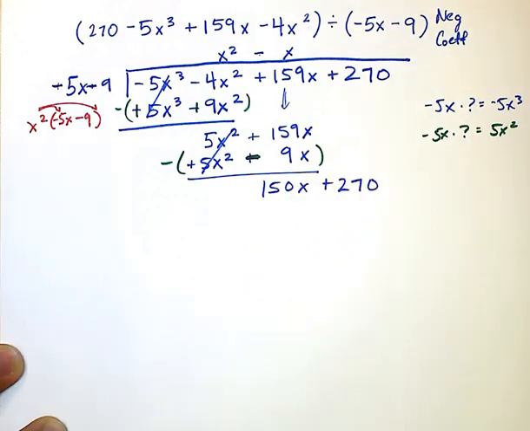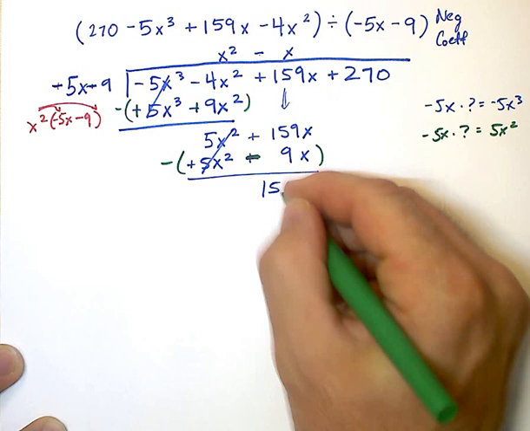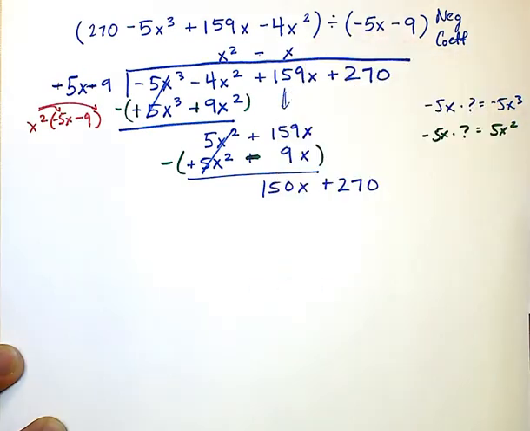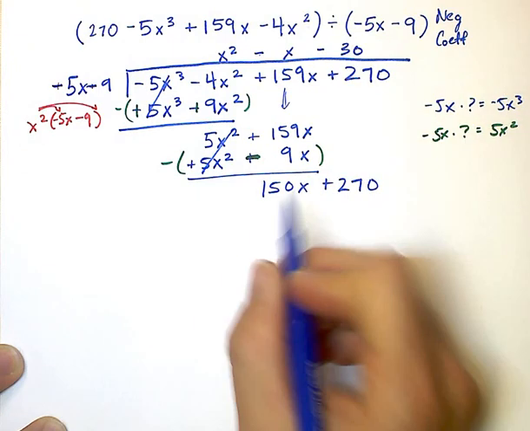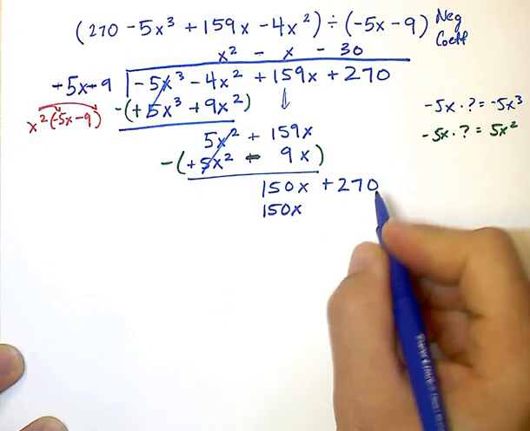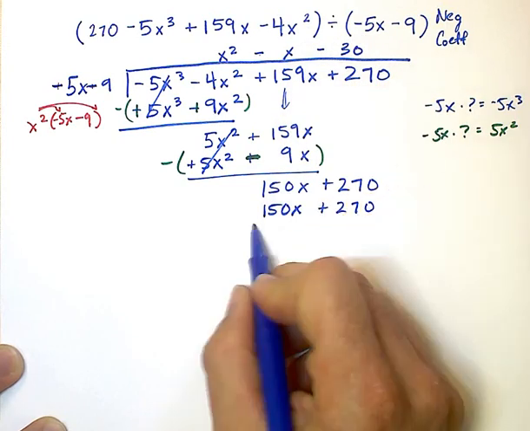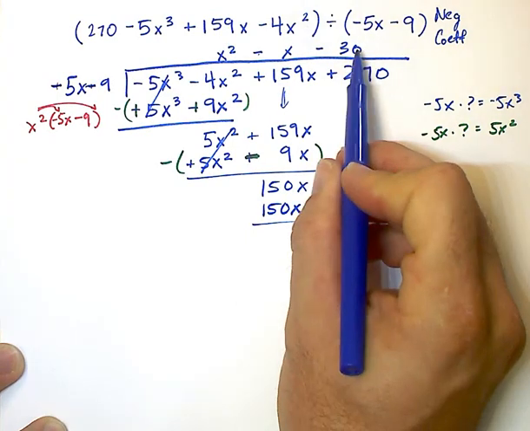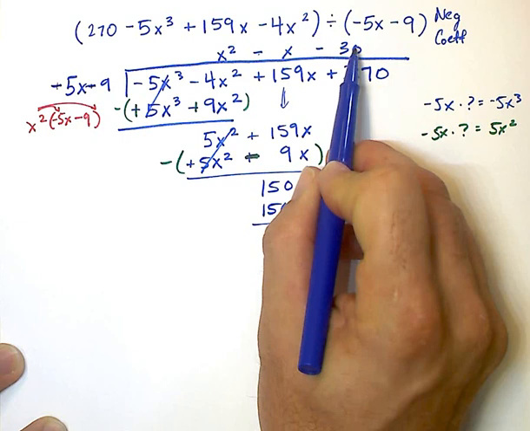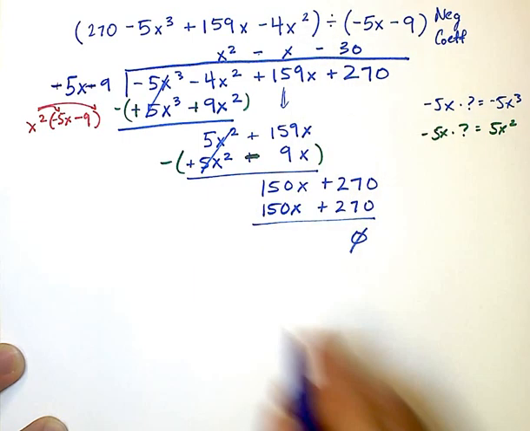And then if I'm looking at the negative 5x, what can I multiply by? I want it to be the same. I'm going to use a negative 30. Because a negative 30 times negative 5x is going to give me an identical result. Negative 30 times negative 9 gives me a positive result here, which leaves me with a zero remainder, which allows me to get basically a perfect factor, knowing that this x squared minus x minus 30 will be a factor.